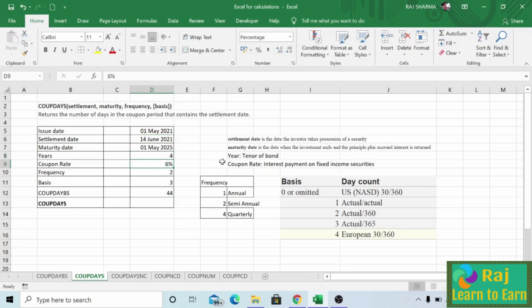Coupon is 6%. Coupon rate is the interest payment on a fixed income security. So this is the interest rate which is paid on this bond.